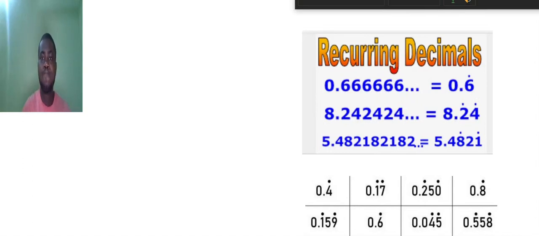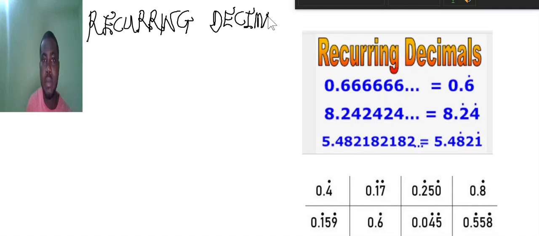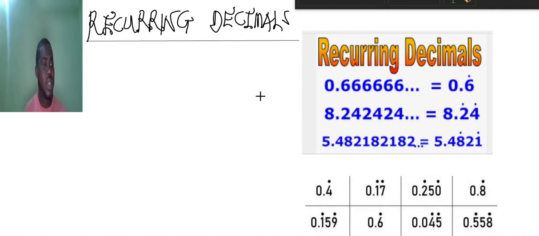Hello everyone. Today we shall look at the concept of recurring decimals. Recurring decimals, we usually have them in our IGCSE mathematics. Now first, what is a recurring decimal?